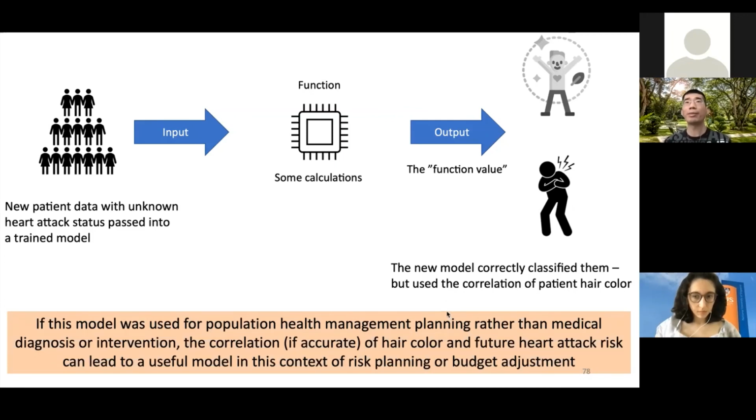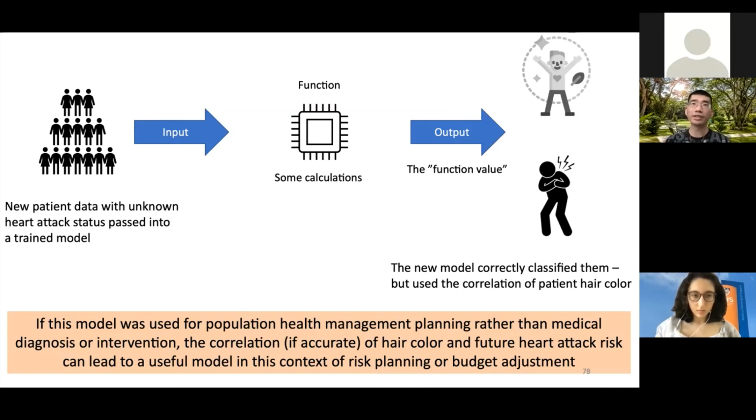So if our application context was not for treating patients in a clinic, but instead a model applied for financial or population health or medical practice management, we could actually be pretty okay if we build an accurate model based on only correlative features in our prediction model. So how is that possible? So suppose you are a CEO of a managed care organization, you will allow the model to choose every possible variable available, even hair color, to predict the heart attack risk.